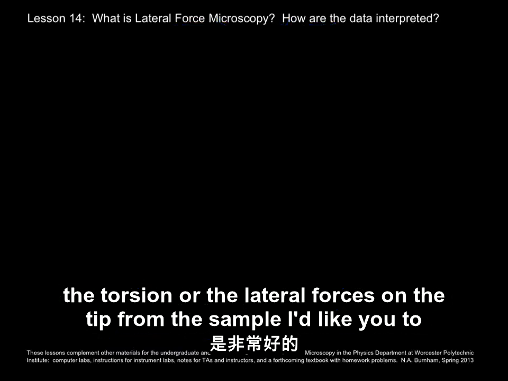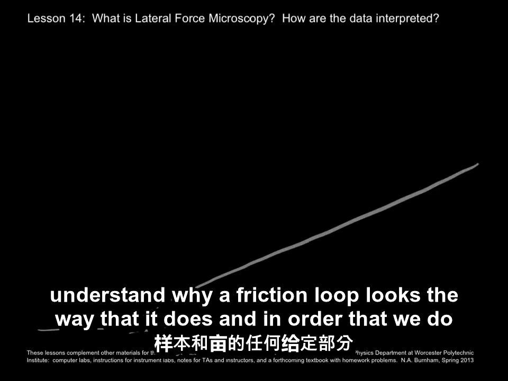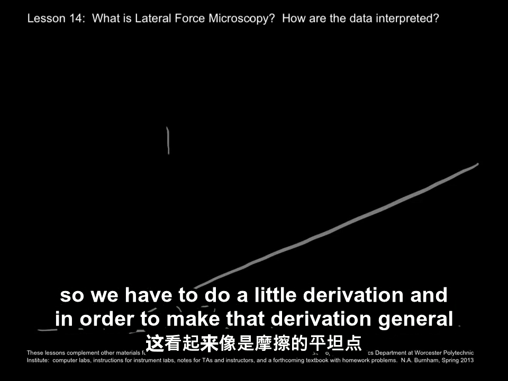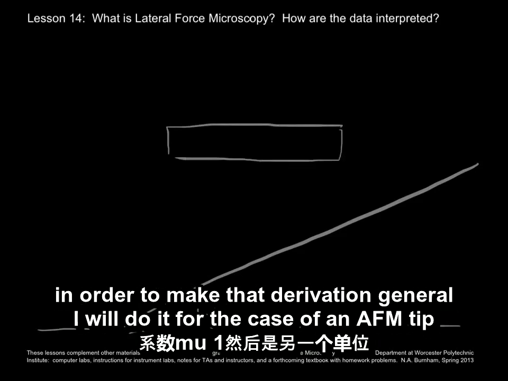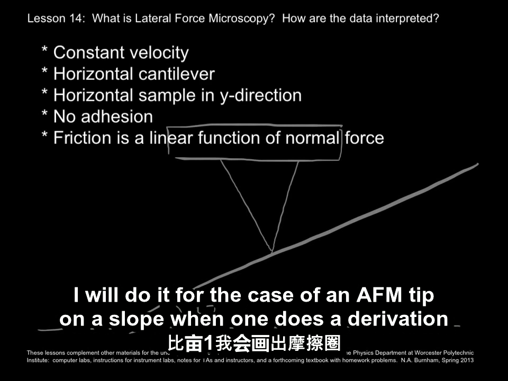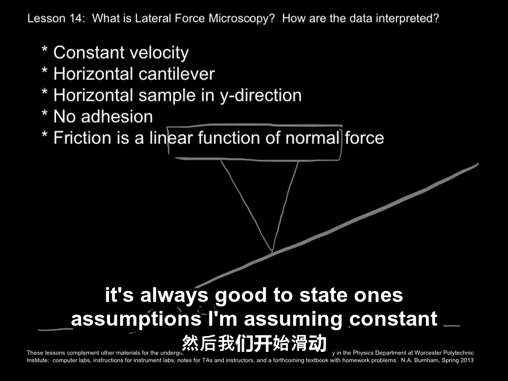I'd like you to understand why a friction loop looks the way that it does. And in order that we do so, we have to do a little derivation. And in order to make that derivation general, I will do it for the case of an AFM tip on a slope. When one does a derivation, it's always good to state one's assumptions.